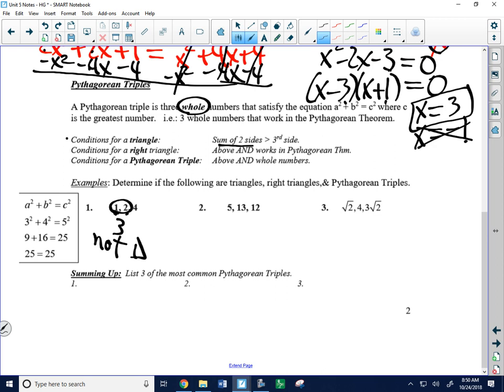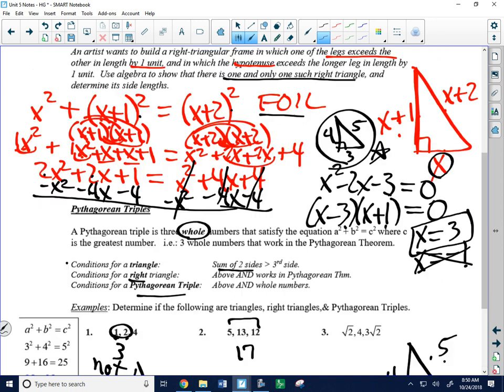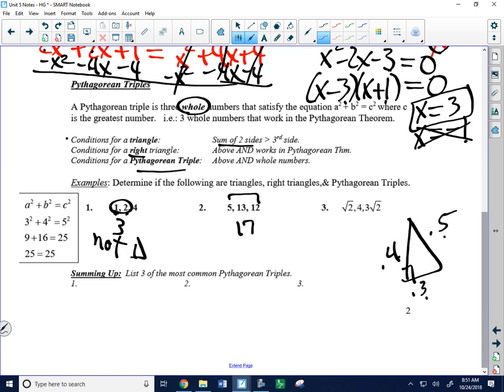However, if any, usually pick the smallest two. If any of those two sides are bigger than the third side, it's a triangle. It's a right triangle if it works in the Pythagorean theorem. So for example, these work in the Pythagorean theorem. They're not whole numbers though. So that's a right triangle, but it's not a Pythagorean triple because they're decimals. As soon as you get something like above the 3, 4, 5 though, it's a Pythagorean triple because they work in the Pythagorean theorem and they're whole numbers. And it's a triangle.